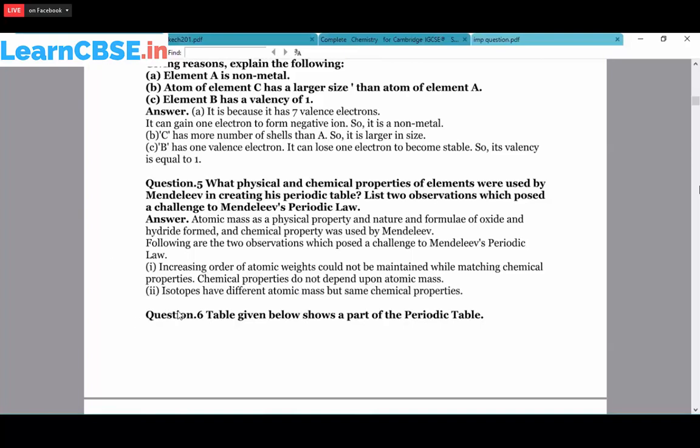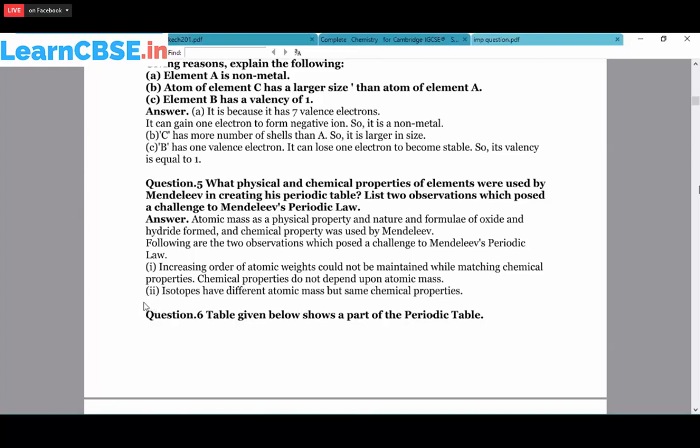And one more thing is that isotopes have different atomic mass but the same chemical properties. Yes, because in those days the neutrons had not yet been discovered. So what is meant by isotope? Isotope is nothing but the same atomic number but different mass number. So for example, chlorine has atomic number 17, but mass numbers 35 and 37.